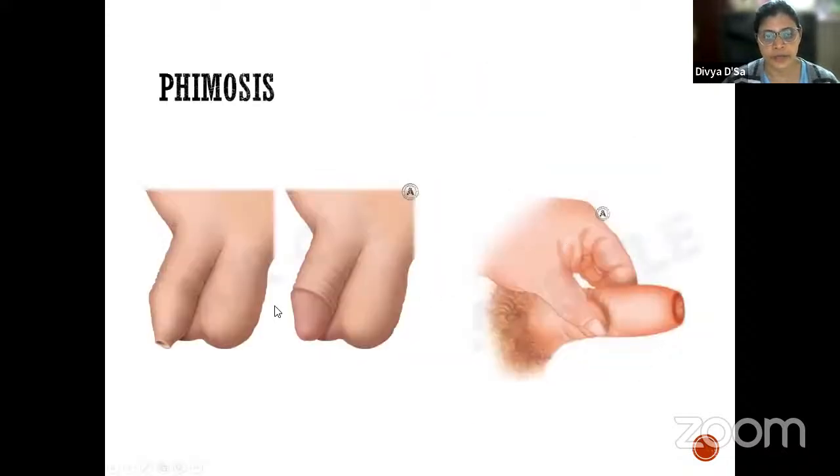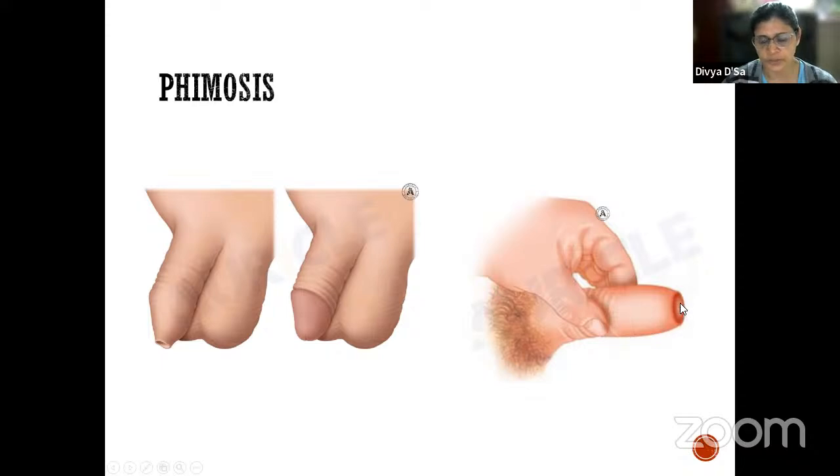Another thing is phimosis. It's a common condition. In phimosis, what happens? The prepuce is the fold which covers the glans of the penis. This prepuce develops around the 12th week of intrauterine life. It remains adherent to the glans up to 3 years of age, and usually it cannot be easily retracted. If it is not easily retracted, then we call that condition phimosis.